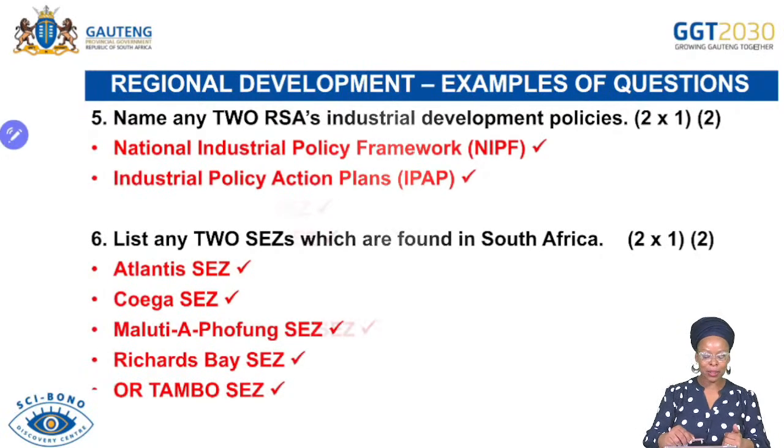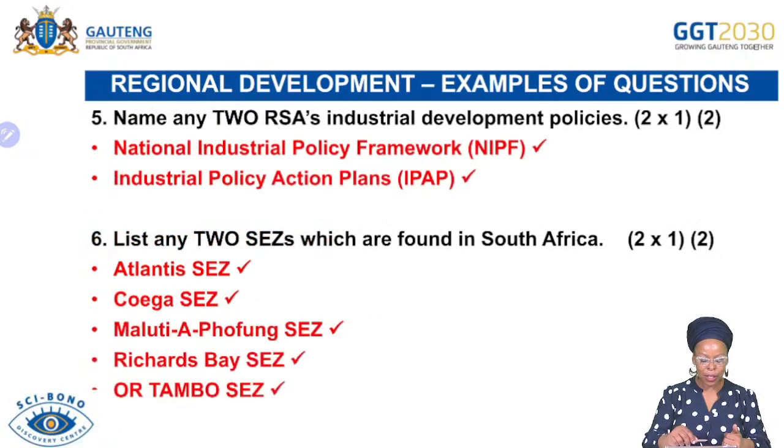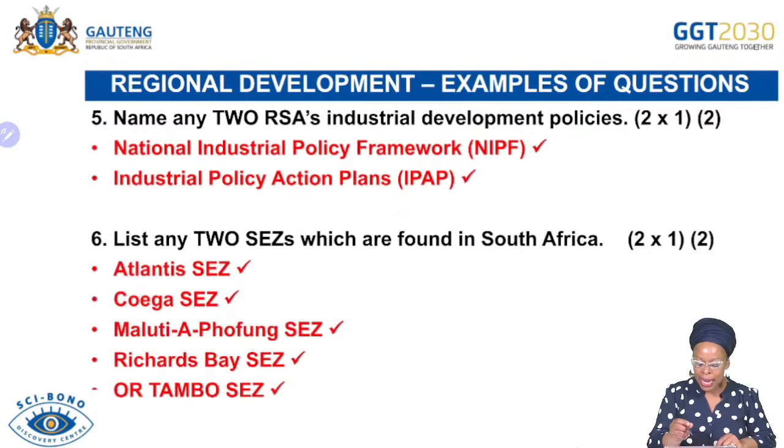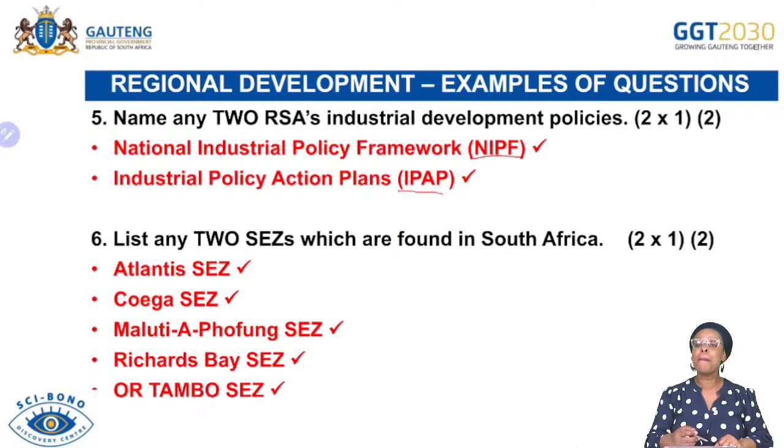Let's go back. Yes, you can write the abbreviation NIPF. You can write the abbreviation EPAP. That is fine. It's Section B.